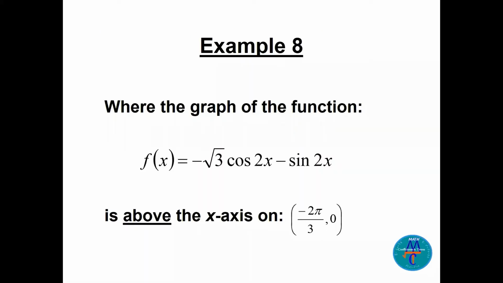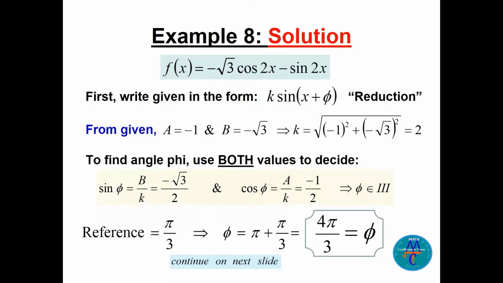Now question number 8: where is the graph of the function f of x equals minus square root of 3 cosine 2x minus sine 2x above the x-axis on the interval minus 2 pi over 3 to 0? First, we have to graph this function. Graphing is not easy because we have cosines and sines, so we think of reduction. We reduce this function into only a sine function.